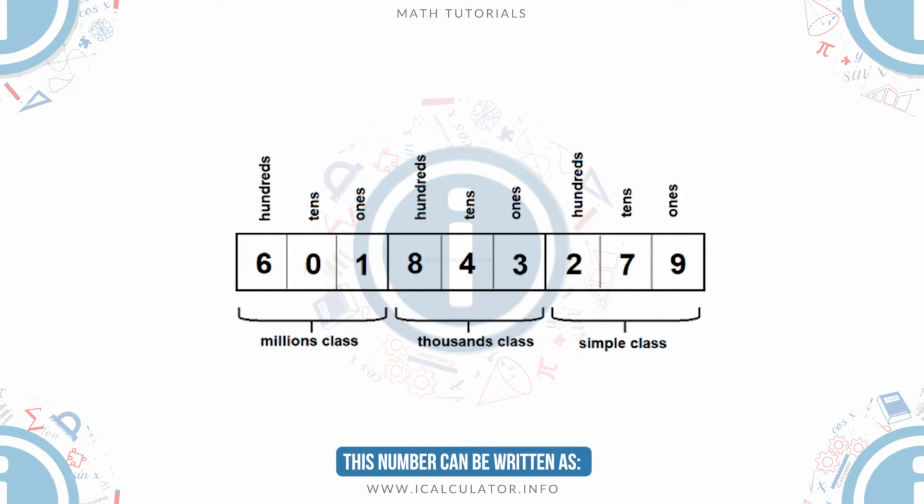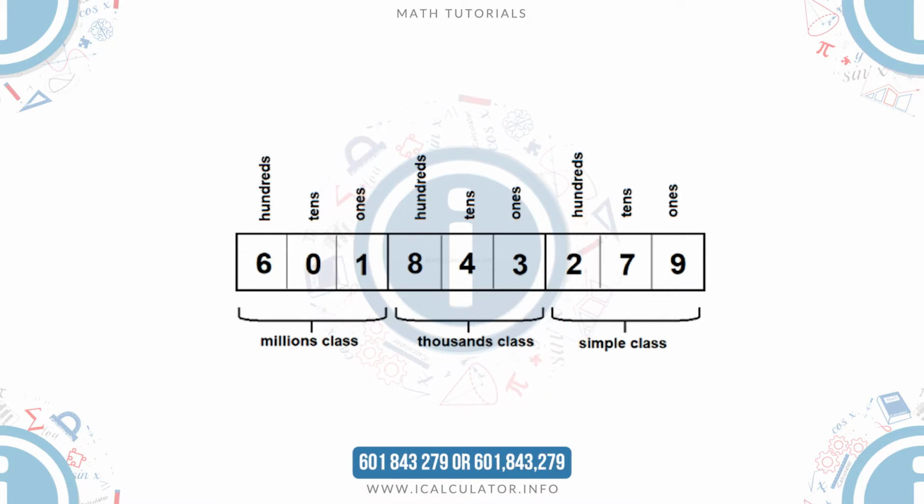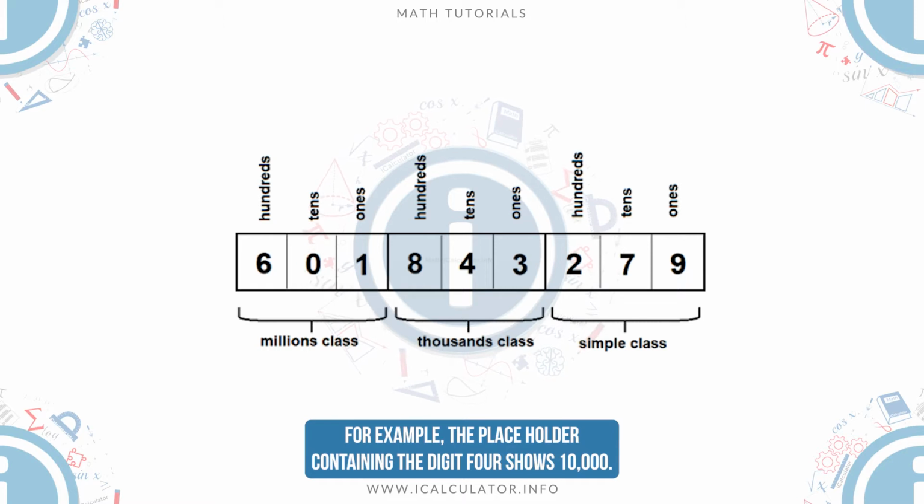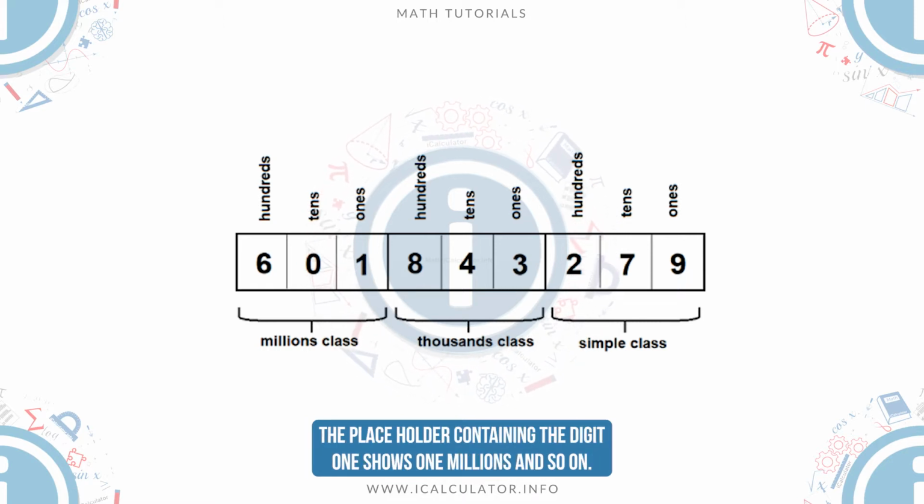This number can be written as 601,843,279 or 601,843,279 and means 603,843,279. For example, the placeholder containing the digit 4 shows 10,000s, the placeholder containing the digit 1 shows 1 millions, and so on.